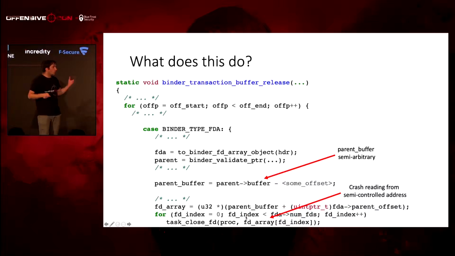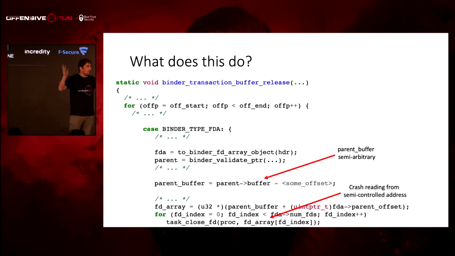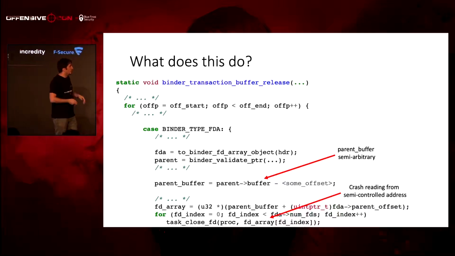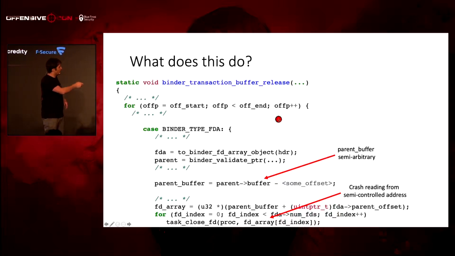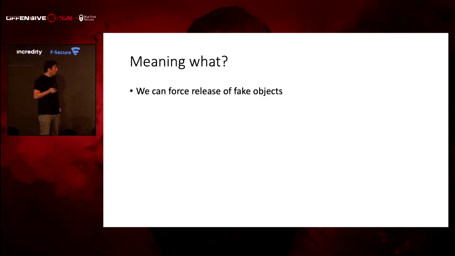So basically, with this POC, we could read from semi-controlled addresses and close semi-arbitrary file descriptors, if we could do this. But there are more switch cases up here next to this one that may be more interesting, right? So this means, as I said, we can force the release of fake objects.